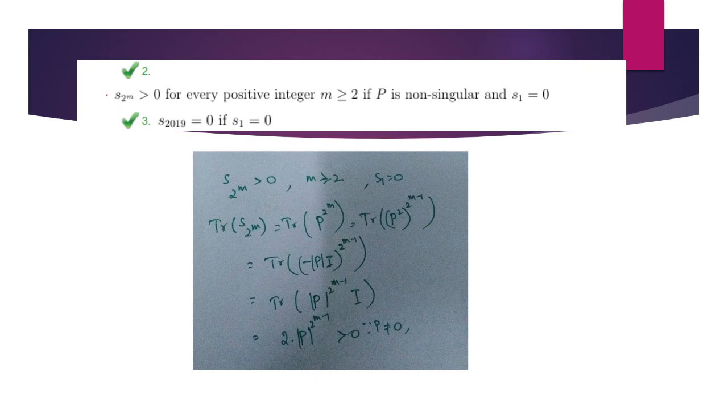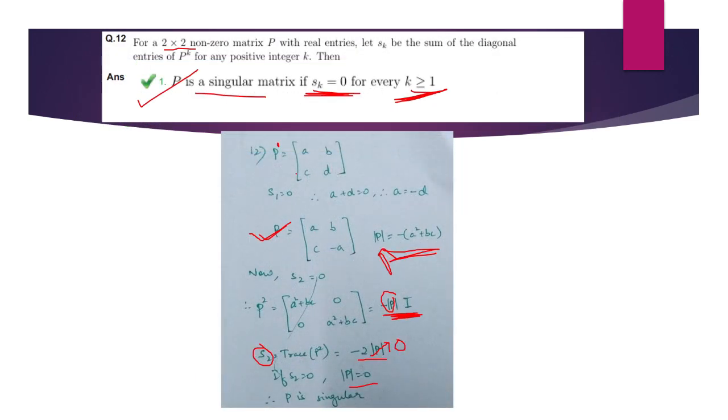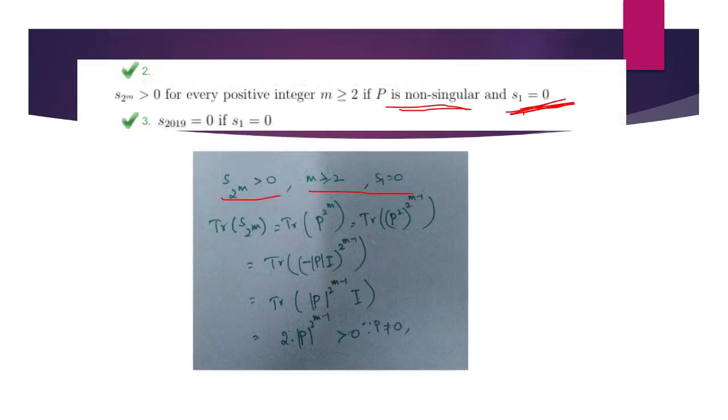Now, S2 to the power m is greater than 0, m is greater than or equal to 2, and S1 is 0, which is already given over here. So we have to say that P is a non-singular matrix. So S1 is equal to 0. I'll take this one. S1 is equal to 0. So this we already got from here.